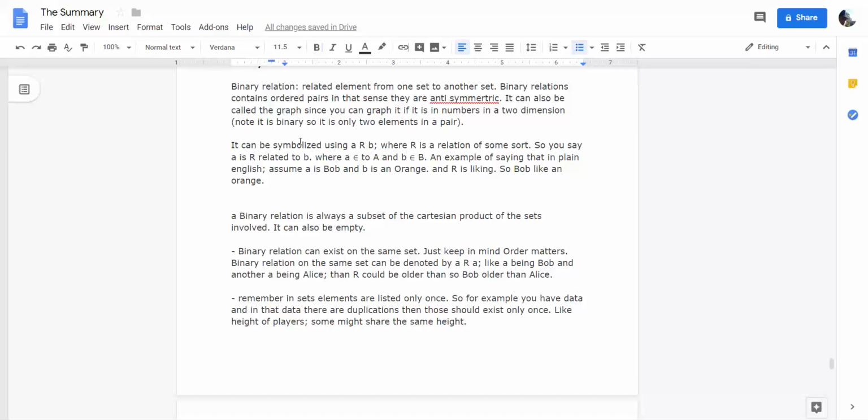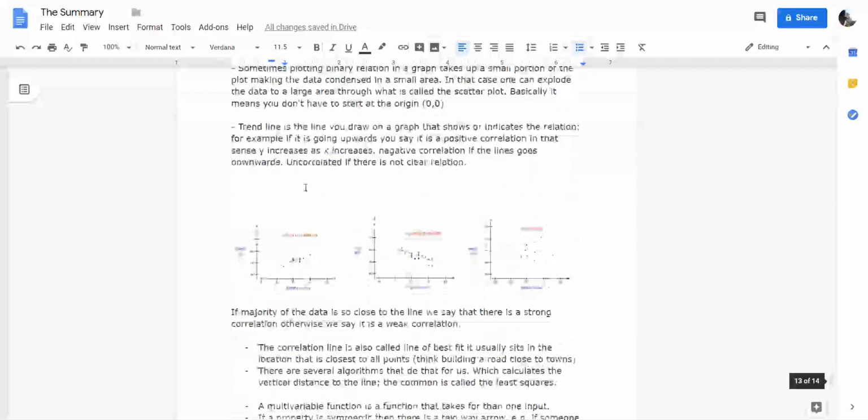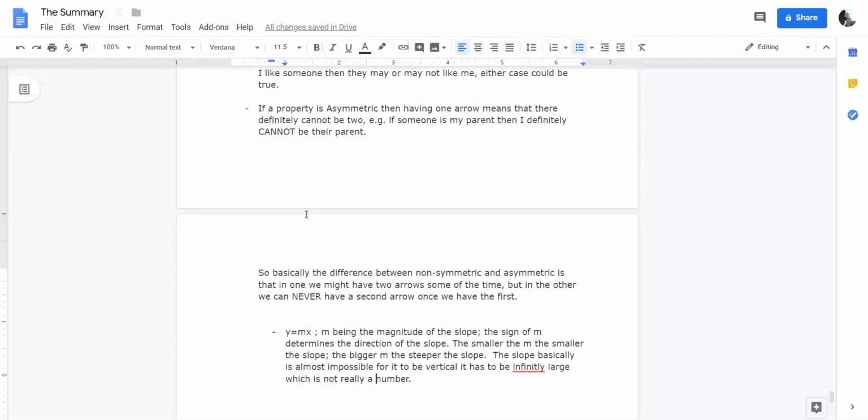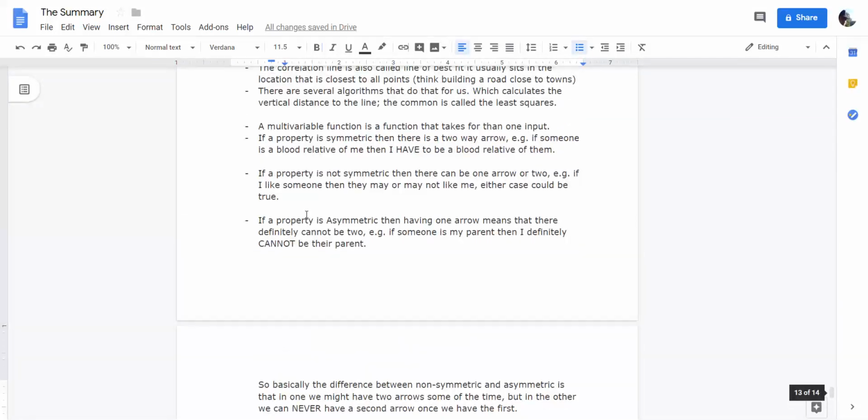There is a note down below on what the difference is, but let's go through that now. If a property is not symmetric, or antisymmetric, then there can be one arrow or two. Example, if I like someone, then they may or may not like me. Either case could be true. If a property is asymmetric, then having one arrow means that there definitely cannot be two. If someone is my parent, they definitely cannot be their parent. So basically, that's the difference between antisymmetric and asymmetric.